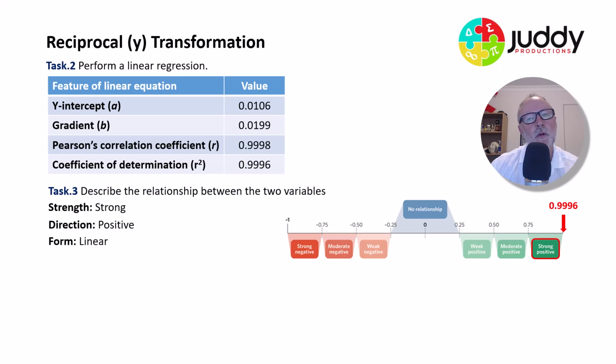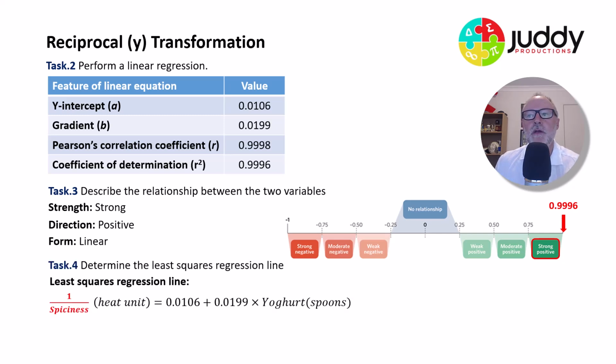Task number 3 was to describe the relationship between the two variables. So with this new transformed y reciprocal relationship, we find that a Pearson's correlation value R of 0.9998 clearly demonstrates a strong and positive association between the two variables, and the form is also, from our scatter plot, linear. Task number 4 was to determine the least squares regression line. So now that we've undertaken a reciprocal of the y variable, our least squares regression line is as follows. 1 on spiciness with heat units is equal to 0.0106 plus 0.0199 times the amount of yogurt in spoonfuls.